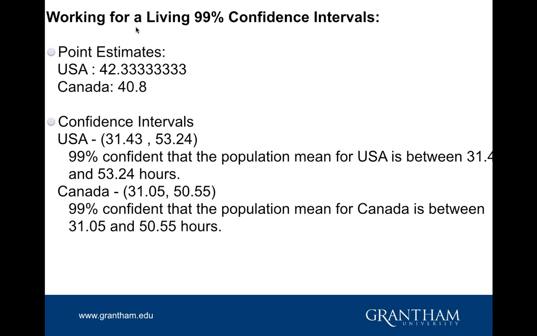The same can be said for Canada. For all of the people that are employed in Canada, we're 99% confident based on the data that they work between 31.05 and 50.55 hours. Now, if we look closely at these intervals, they seem to look just about the same. Maybe the interval for Canada is slightly to the left of the interval for the USA, but they're pretty much overlapping. It doesn't look like there's a big difference between the two countries based solely on the confidence intervals, based solely on the data that we've come up with.